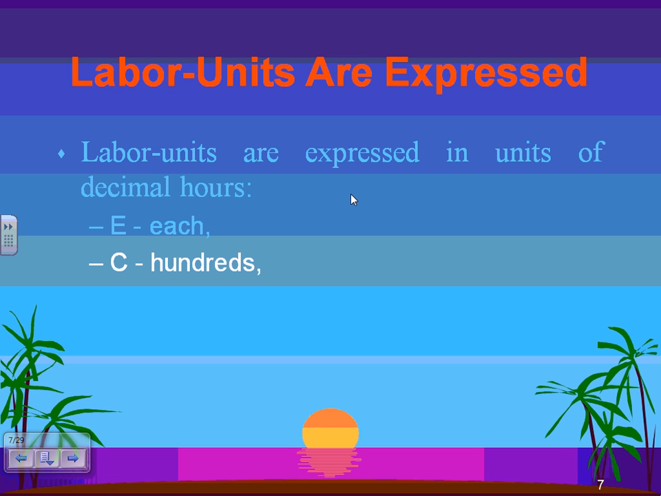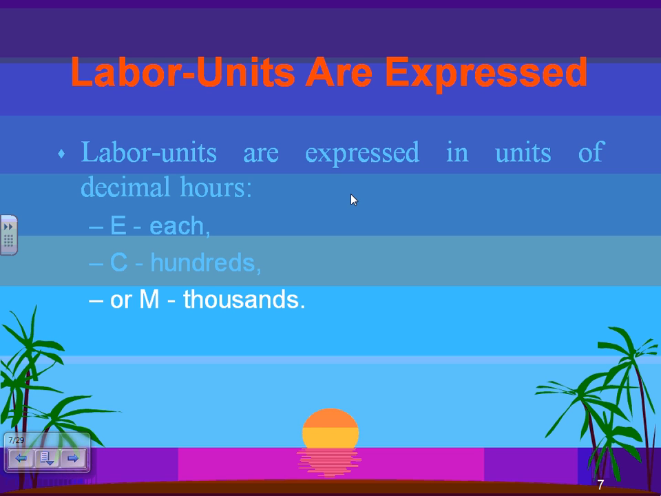Hundreds. So if I say 10 hours per C, it means 10 hours for 100. So if I have 10 of them, you multiply 10 by 10, divide by 100. Very important, guys. Very important. If you take M, it stands for 1,000.